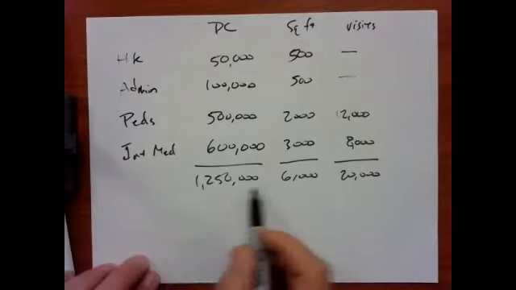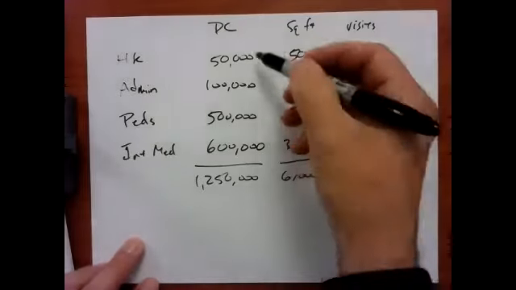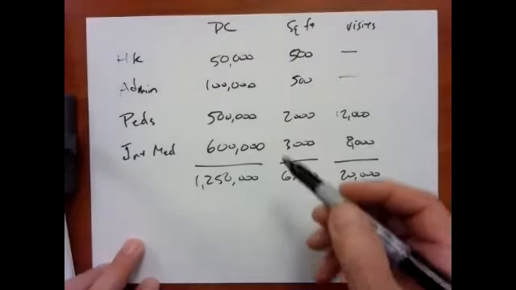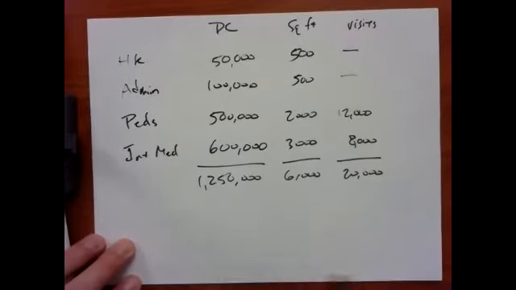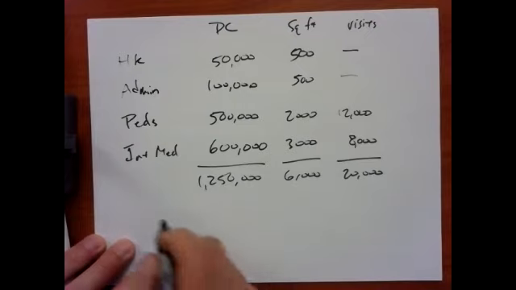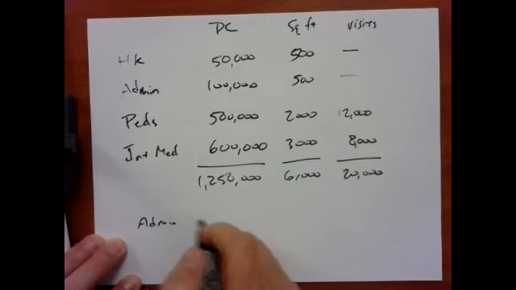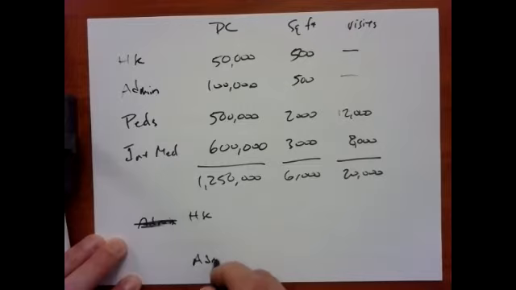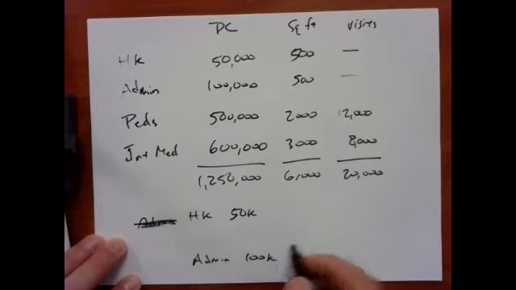So the total organizational cost is 1,250,000. We've got 150,000 of overhead costs that we have to figure out how to allocate out. All right, so we're gonna do that same thing. I'm going to take my housekeeping and my admin: housekeeping of 50K, admin of 100K, right?